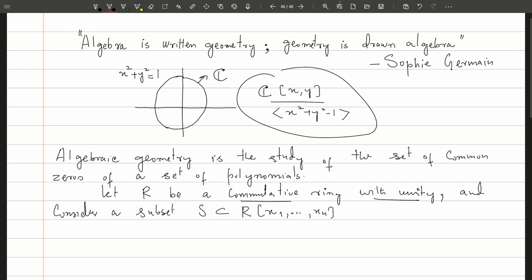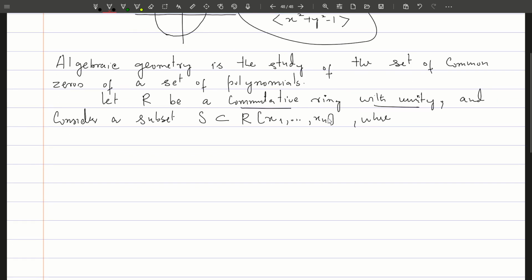So this is the polynomial ring in n variables, and this S is given like this. So S is just the collection of polynomials f_lambda in variables x1 through xn, so this is in the polynomial ring R[x1, ..., xn], such that lambda is in some index set, say capital Lambda.